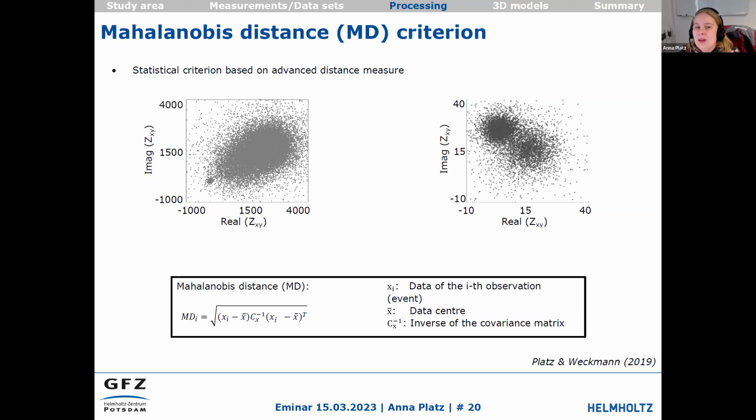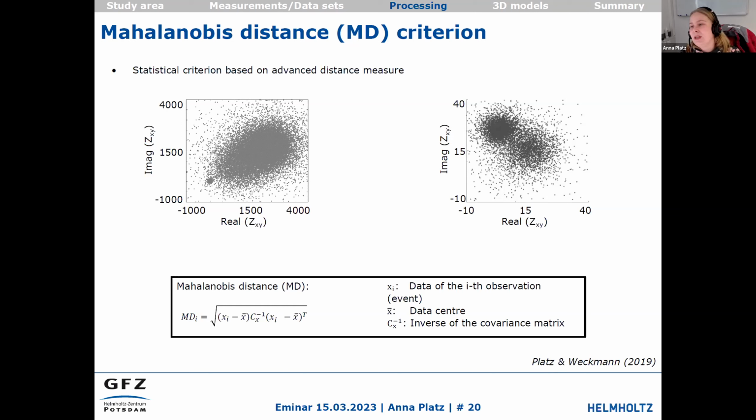In general, I could say that this criterion is statistically based on an advanced distance measure, in this case, the Mahalanobis distance. And the Mahalanobis distance calculates the distance of each data point to a data distribution, but also considers the shape of a data distribution by using the inverse of the covariance matrix, as shown here by the formula. And what we normally would expect for our data distribution in MT is that all events which correspond from the different time windows before the stacking, that they all form one data distribution or one cluster, which is our desired MT signal.